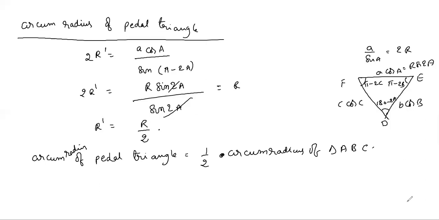Next we find the area of the pedal triangle DEF. Suppose we denote the area with delta dash. To find the area of the triangle, use the formula half ab sin C, half into the product of two sides. So take A cos A and B cos B, and the sine of the included angle. The included angle is pi minus 2B.